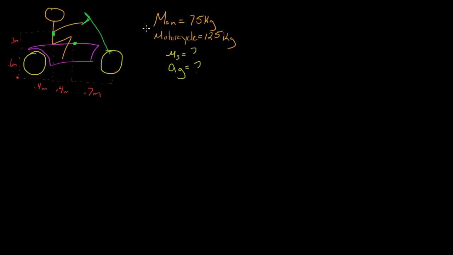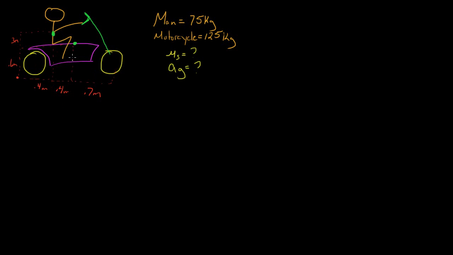In this problem, I am given the mass of a man, which is 75 kilograms, and the mass of a motorcycle, which is 125 kilograms. And I'm being asked to solve for the minimum coefficient of static friction when this man is trying to do a wheelie on the motorcycle. So what's the coefficient of friction that allows him to do this wheelie? And what's the acceleration of the center of mass of this system?